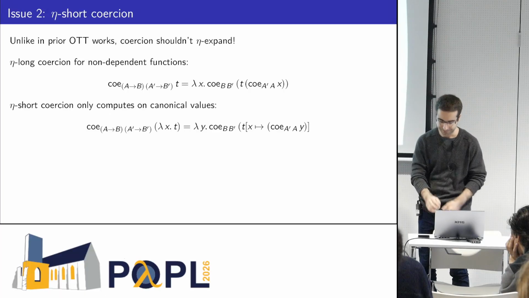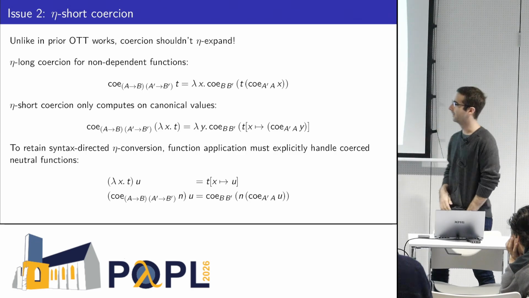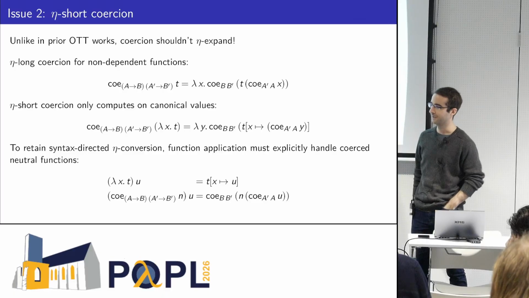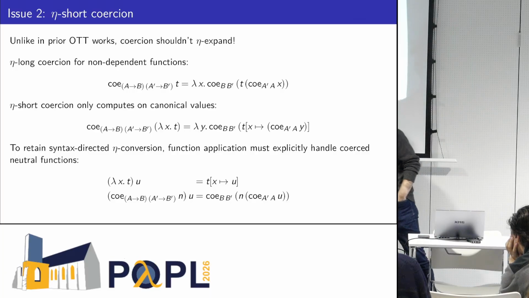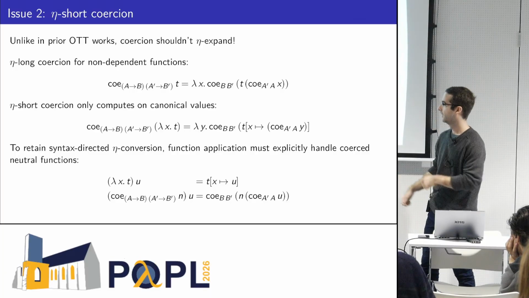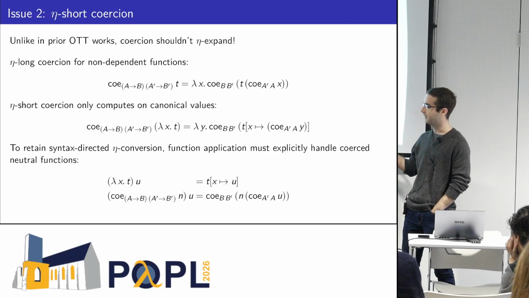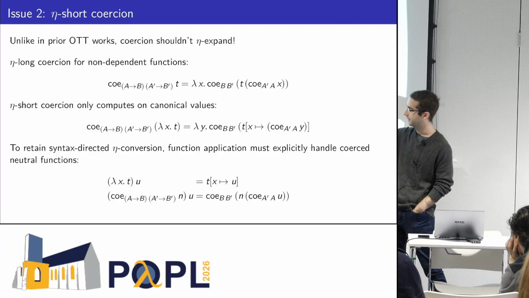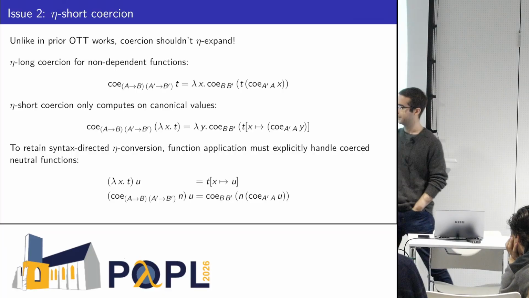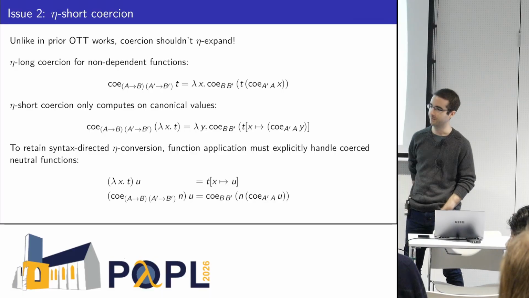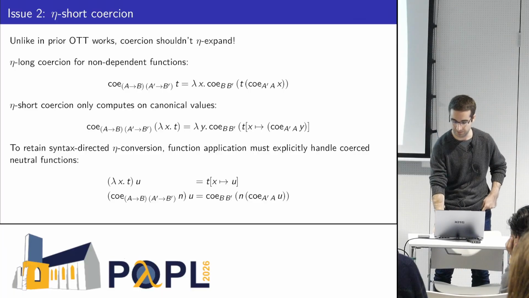But now we also want to support the syntax-directed eta conversion checking, which means that now the function application computation has to explicitly account for this kind of coerced neutrals. So now the function application becomes slightly more complicated, because if you apply a lambda to something, then you have a computation rule. But if you apply a coerced neutral to something, now you also have a computation rule, and this is required to still support the syntax-directed eta conversion checking.